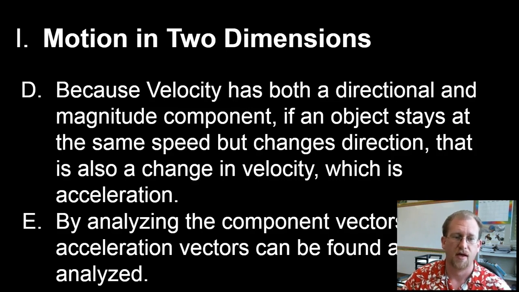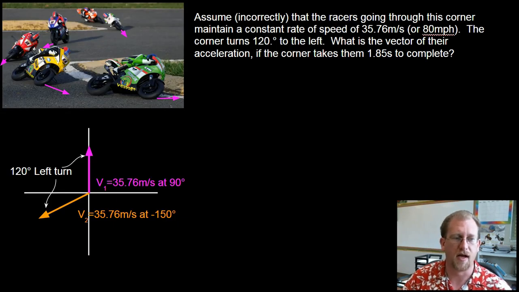So here we're going to look at another example of changing velocity. By analyzing the component vectors, the acceleration vectors can be found and analyzed. So we're going to do that. Here we have another kind of example.